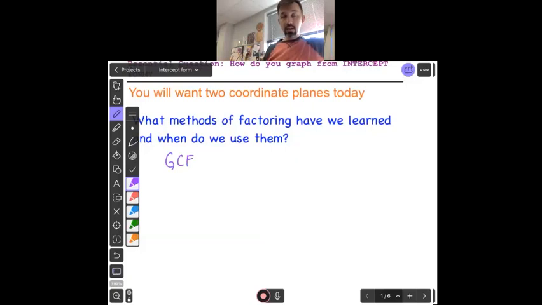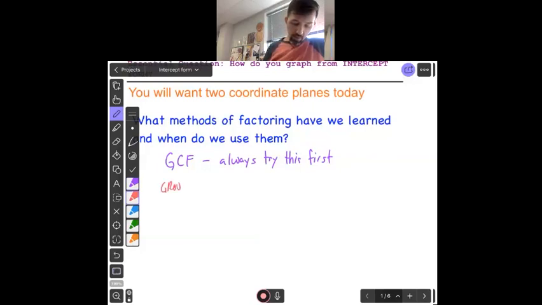when do we use that? We talked about that you should always try this one first. There may not be a GCF, but you always just look because it's going to make the rest of the problem easier. Okay. And then we went to grouping.